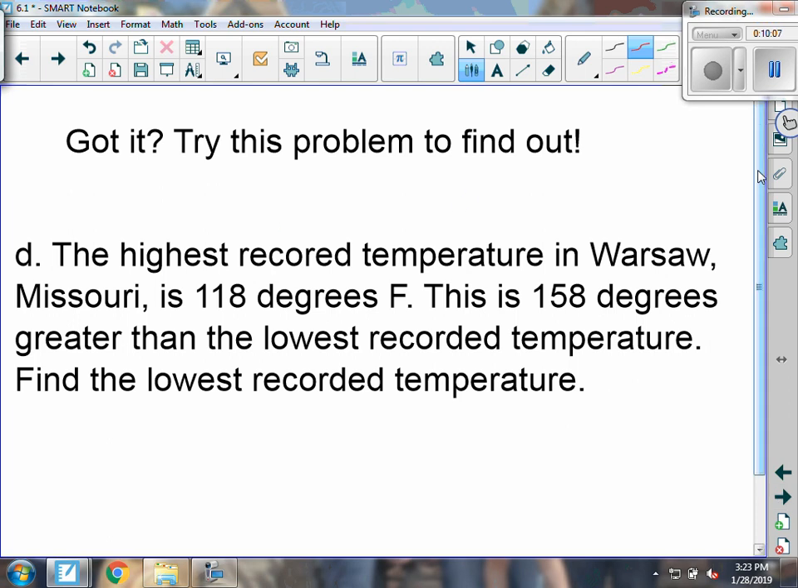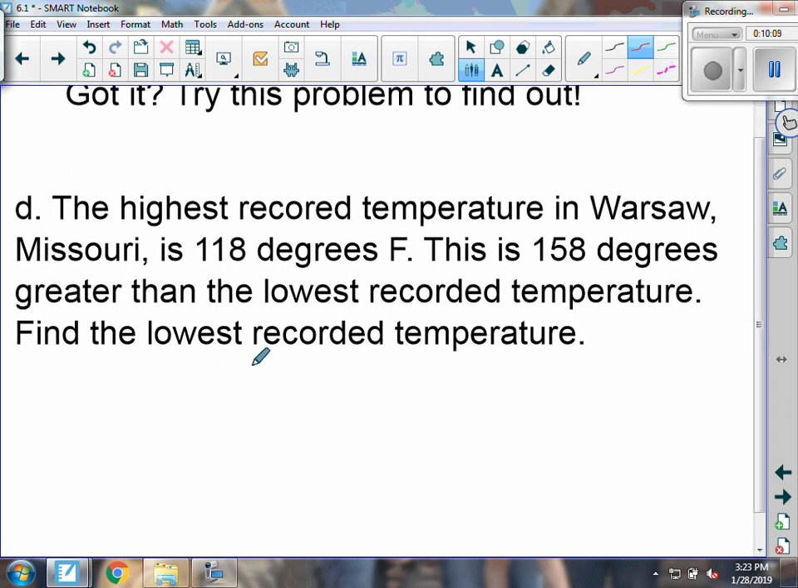Okay, so they want to know what the lowest recorded temperature is. So the highest temperature is 118 degrees Fahrenheit. That's 158 degrees greater than the lowest recorded temperature. So I'm going to take my lowest temperature, which I'm just going to call L, plus 158 will give us my highest temperature.